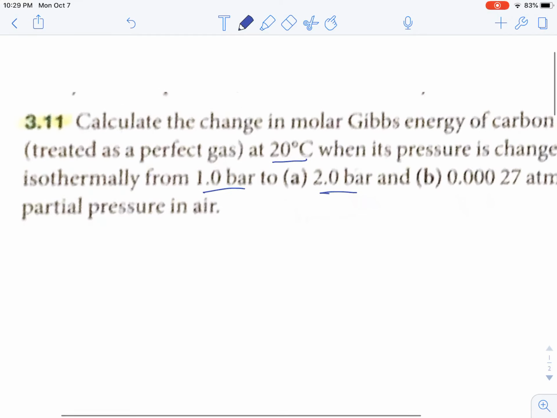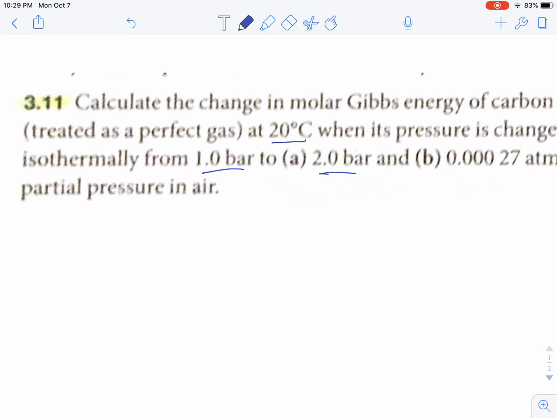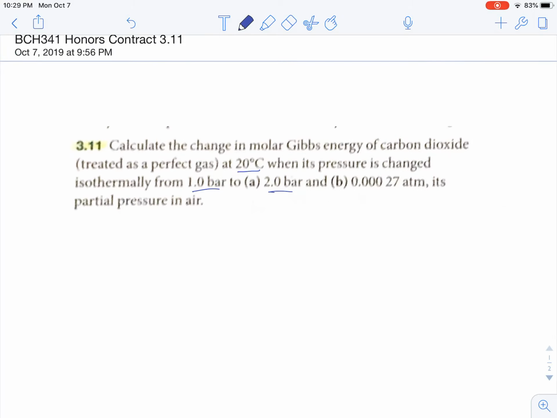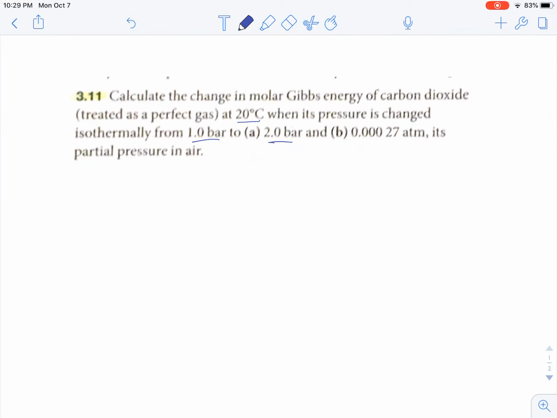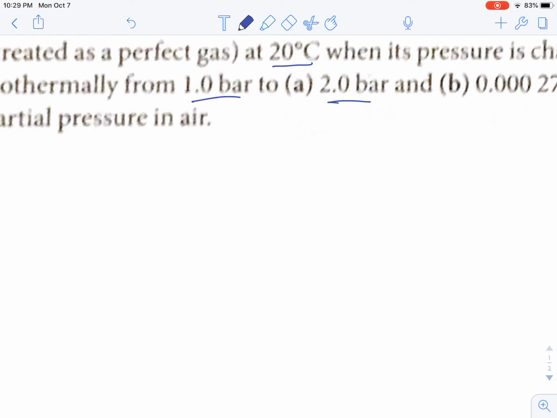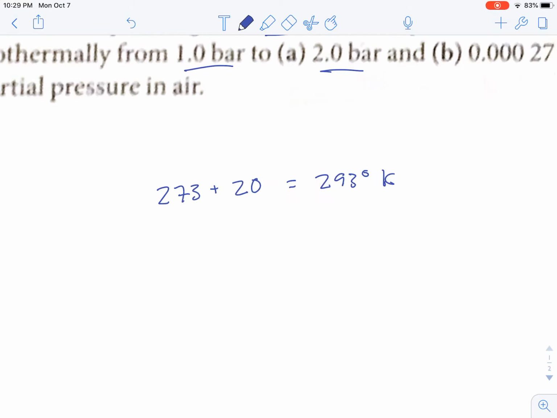Before we move forward, I think it's important to quickly convert our temperature from Celsius to Kelvin. It's a very simple step, but often it's easily missed and it results in getting the wrong answer. So let's take care of that right now. To convert to Kelvin, you simply add 273. So 273 plus 20 gets us 293 Kelvin, and that's our temperature for this problem.